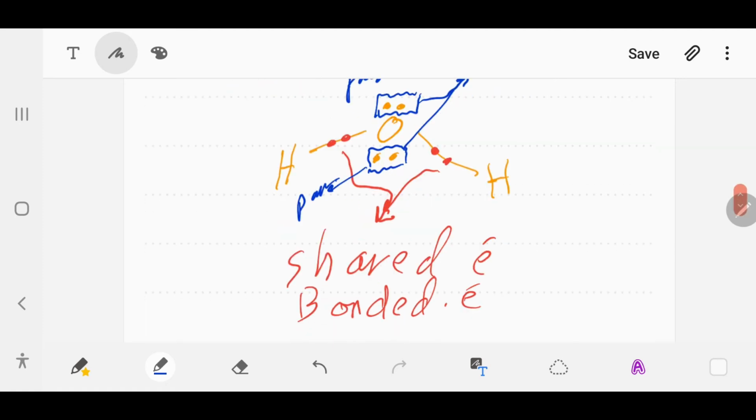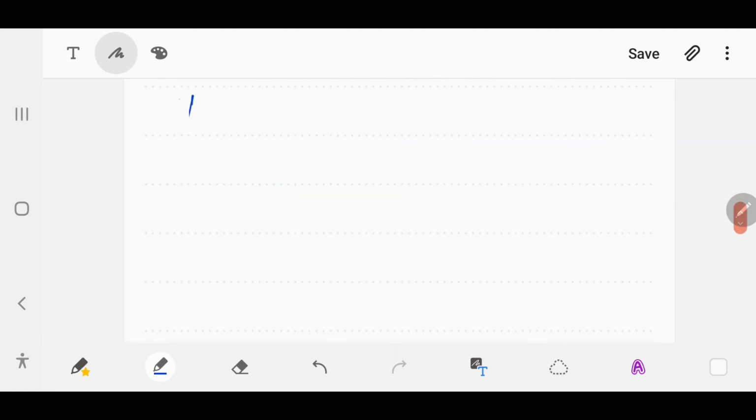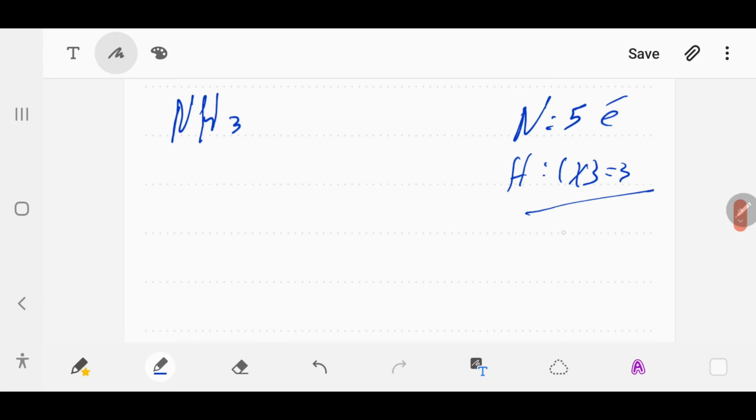Another example, what if we are talking about NH3? Same thing, N contains 5 electrons and H contains 1 times 3, which is 3. So the total number of electrons used is 8 electrons. Now, nitrogen will be the central atom. Okay. Now we have to distribute hydrogen around nitrogen. And of course, we are not talking about the shapes, how they are in 3 dimensions. There's something else we're going to talk about later.